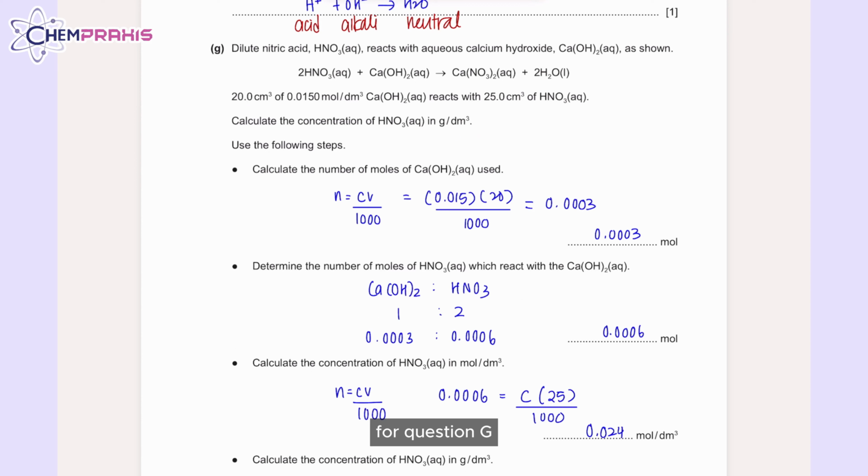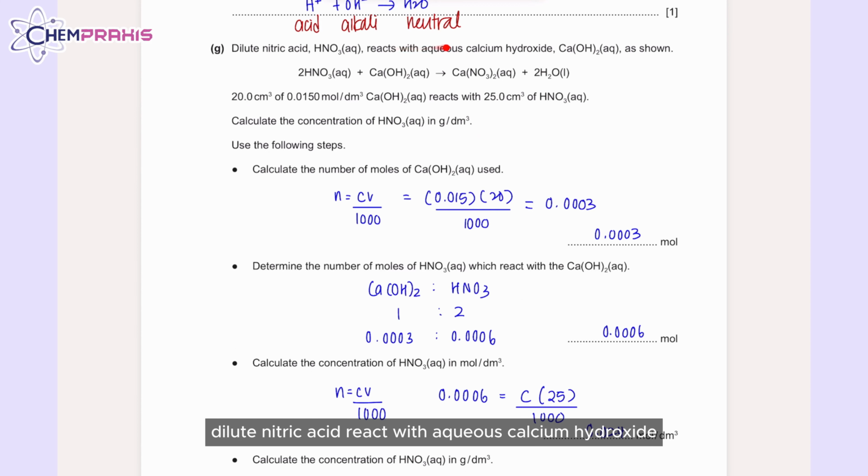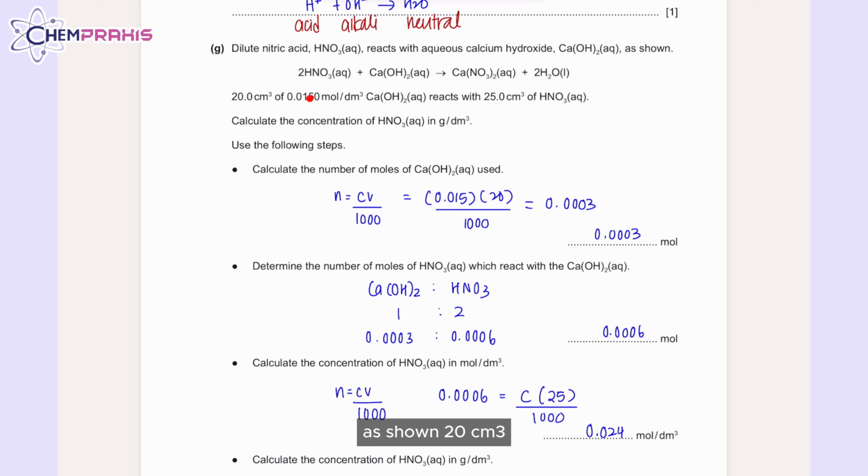For question G, dilute nitric acid reacts with aqueous calcium hydroxide as shown. 20 cm cube of 0.015 mole per dm cube calcium hydroxide reacts with 25 cm cube of nitric acid. Calculate the concentration of nitric acid in gram per dm cube. Use the following steps. First of all, we need to calculate the number of mole of calcium hydroxide used.